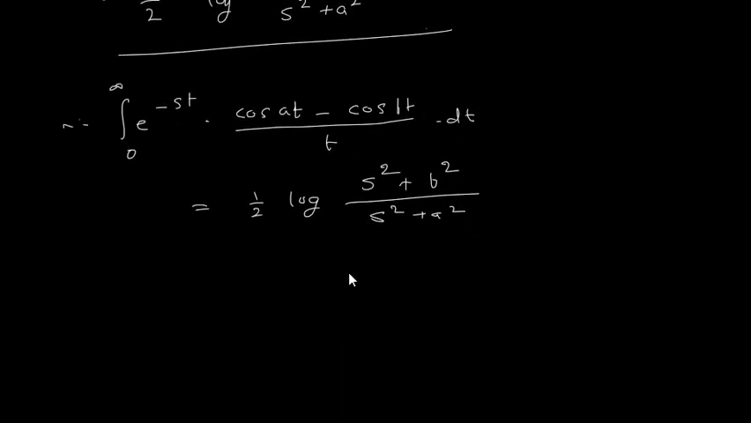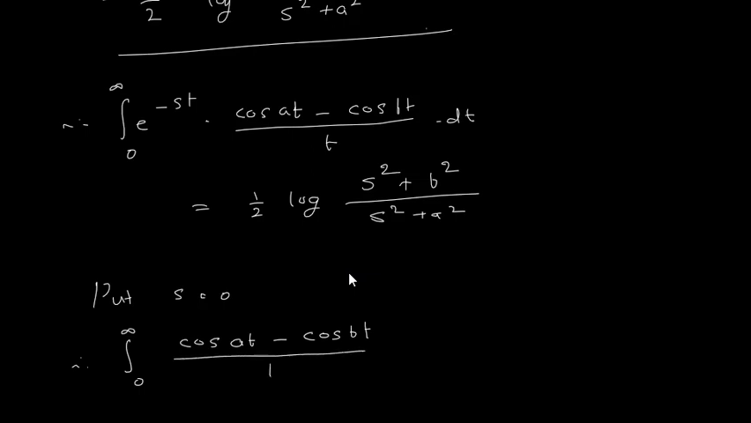Now in our question, e power minus st is not there, so I will put s equals to 0. So therefore I will get the integral from 0 to infinity of (cos at minus cos bt) whole divided by t into dt is equal to, putting s equals to 0, 1 by 2 log of b square divided by a square.